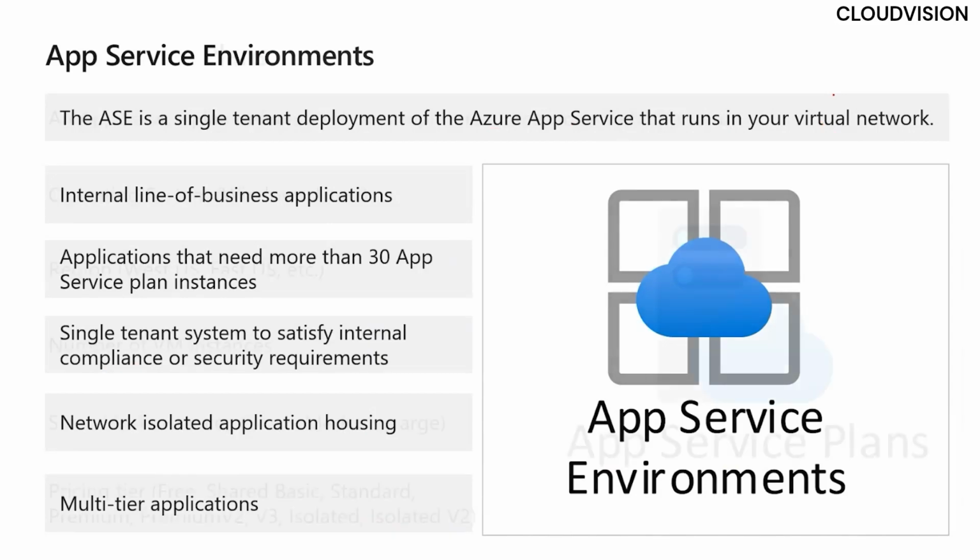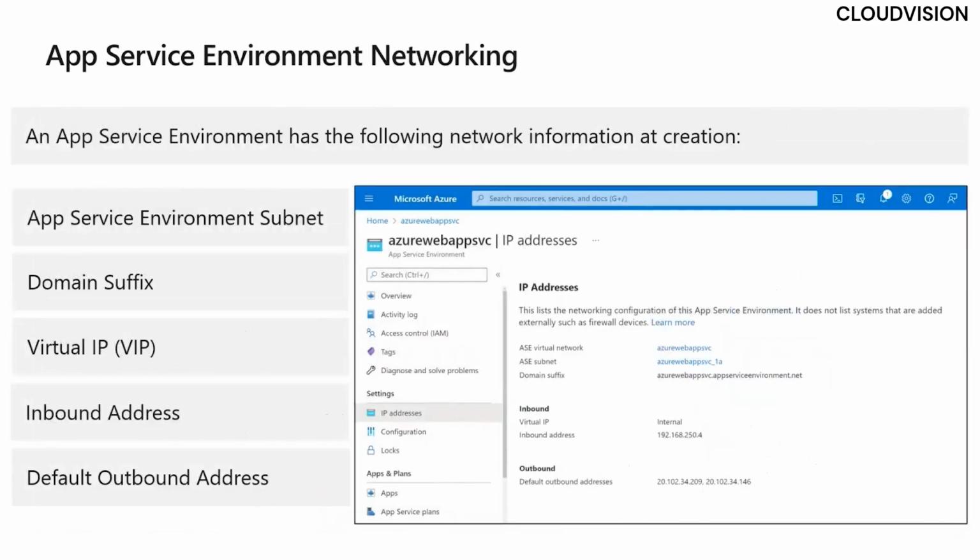As it is lying in my network, definitely I will get the control on the network as well. So I'll define in which subnet I'll be keeping my application. What would be the domain suffix? This is like the domain suffix looks like azurewebsites app service environment.net. What would be the public IP, virtual IP of my environment? What would be the inbound address, outbound address, default outbound address?